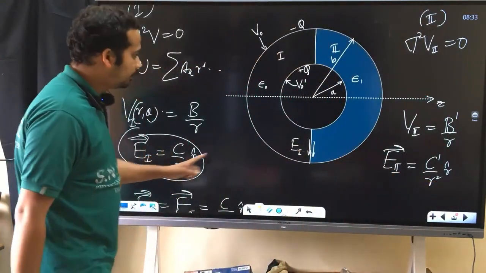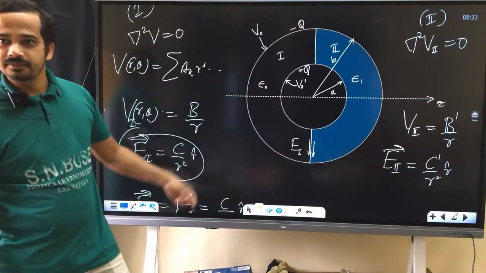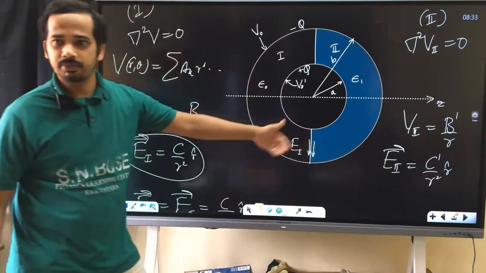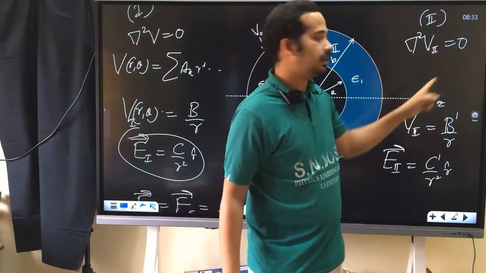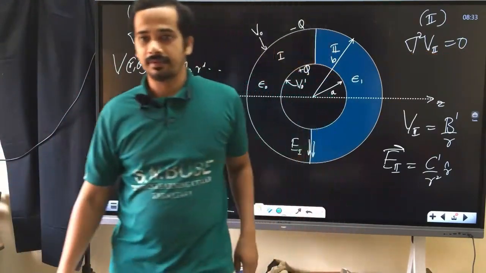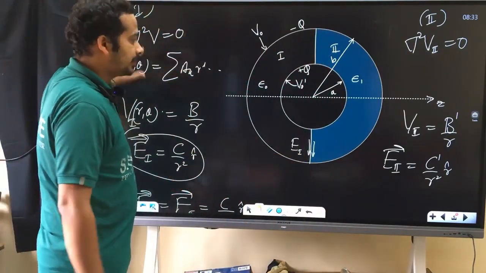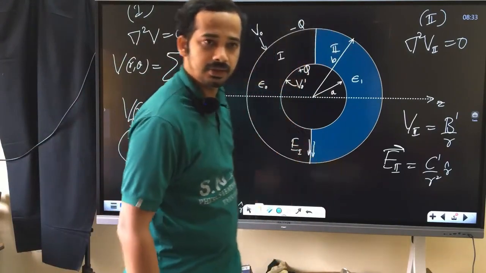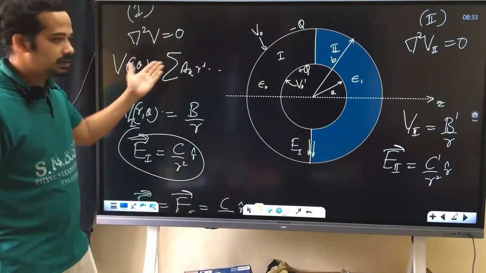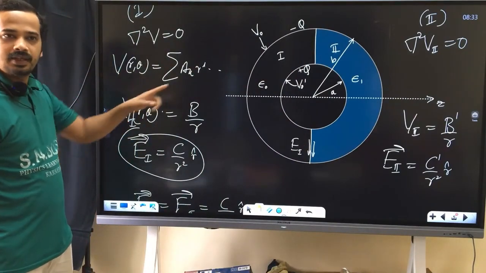Now he applies the boundary condition here. He proves C dash equal to C. This is the parallel component. But how do you say that there is no charge density in this region? That's my question. He says the Laplace equation is satisfied in this region, using our azimuthal symmetry solution. So he proves this in the first region.